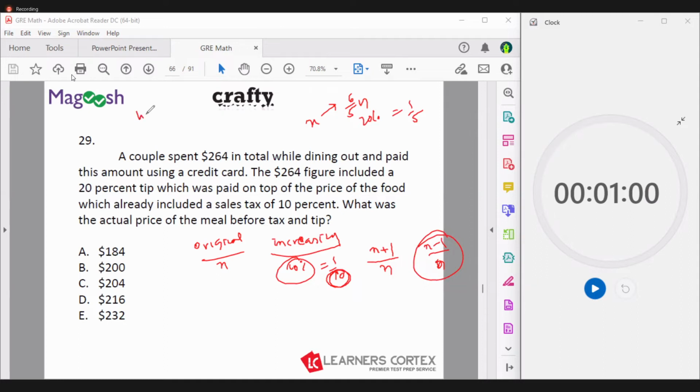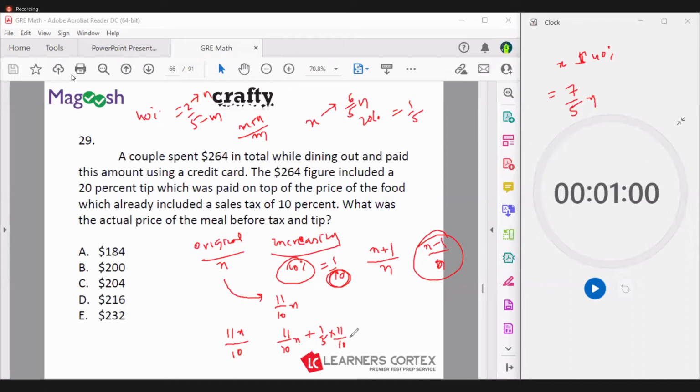If there is a value such as 40%, 40% would be 2 by 5. So here let's take it as n and this as m. So this becomes m plus n over m. If x is increased by 40%, this makes it 7 by 5x. If we were increasing x by 10%, this makes it 11 by 10x. And then again, if you're increasing 11 by 10x by 20%, now 20% is what? 1 by 5. So basically adding 1 by 5 of 11 by 10x.